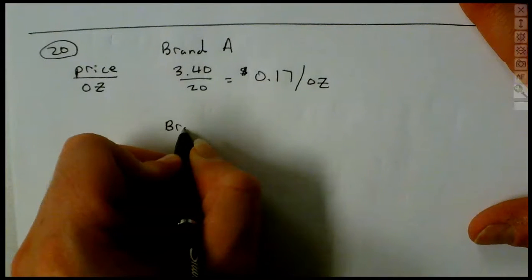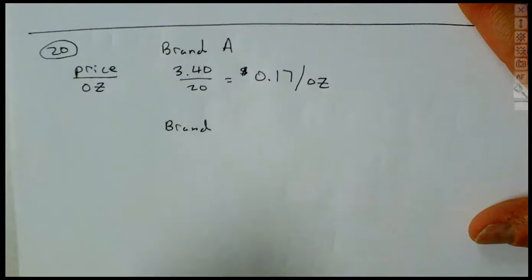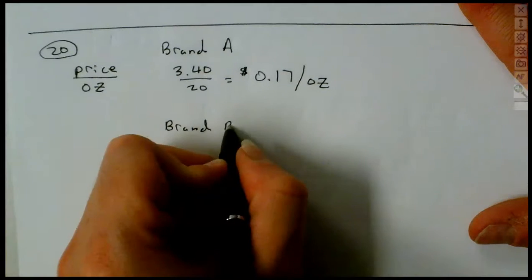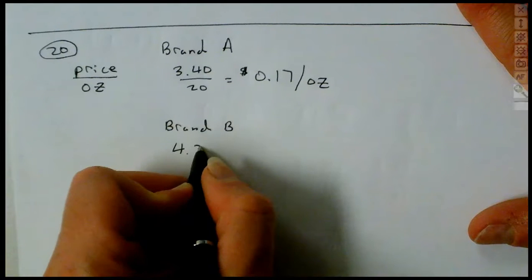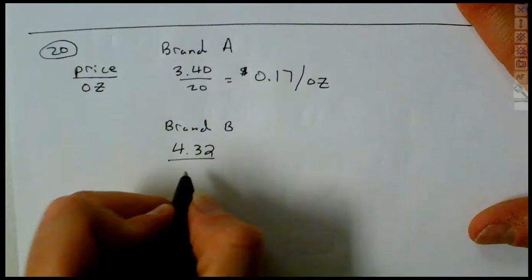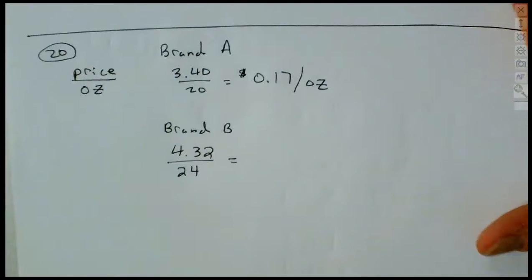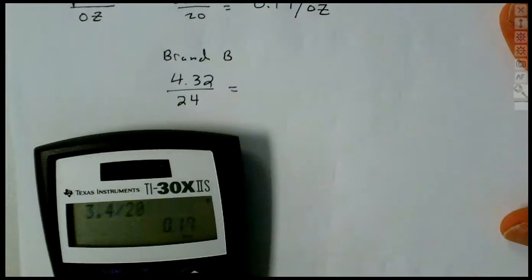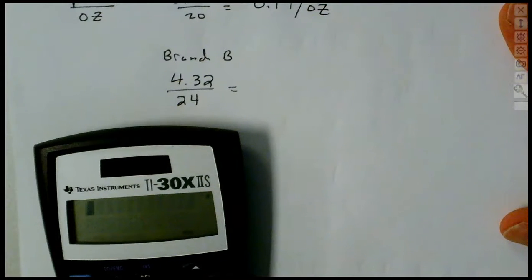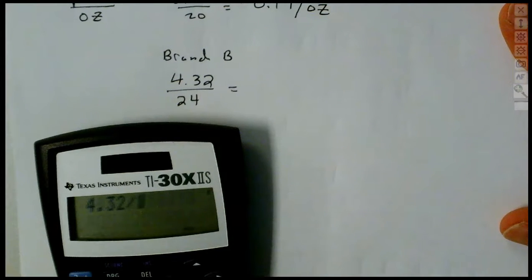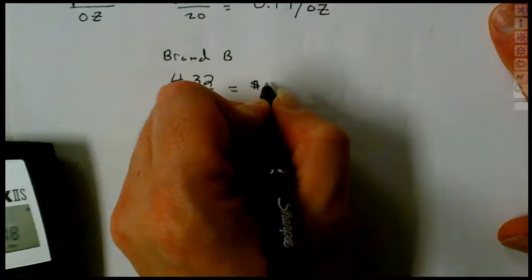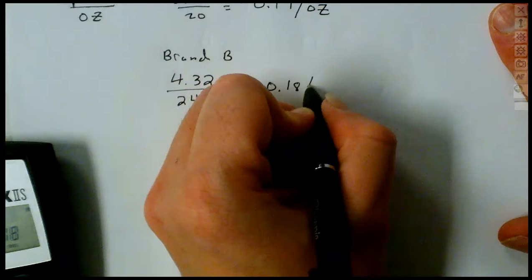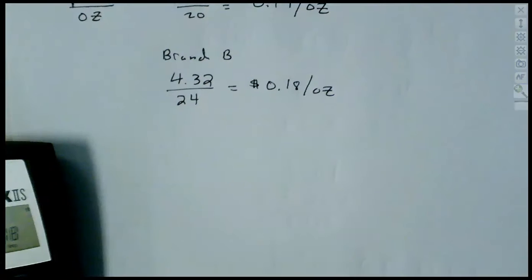Well, brand B, again, same ratio, price over the size, the ounces. Brand B cost me $4.32, and it holds 24 ounces. So let's divide it out and see which one's going to be the better buy now. So 432, divide that by your 24, and that comes out to be 18 cents per ounce.